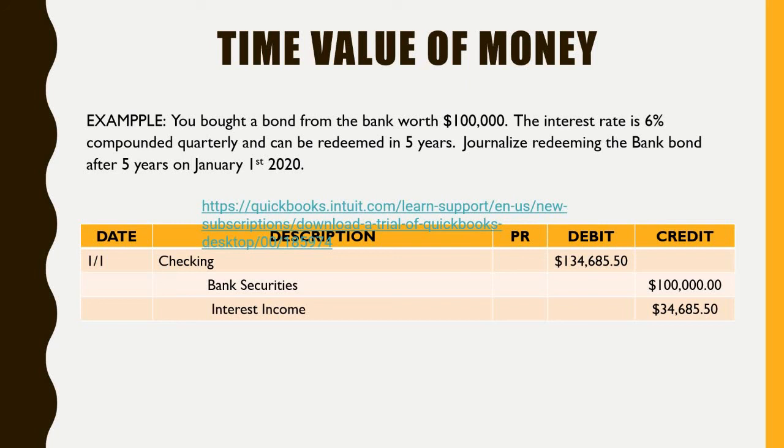You're going to separate that. You're going to redeem your bank bond, but you're going to recognize that your original bank bond security was for $100,000, and this is what the interest income was. This is what you earned in 5 years. You earned this much, or you collected this much money from investing.